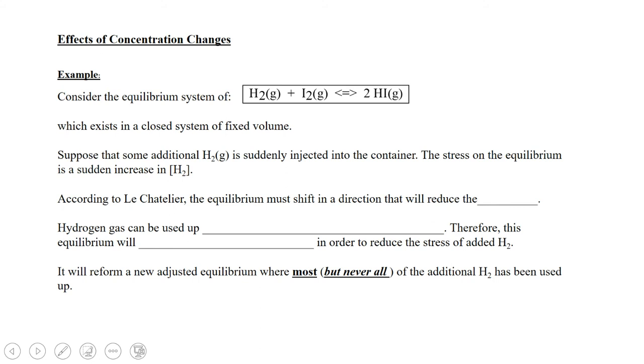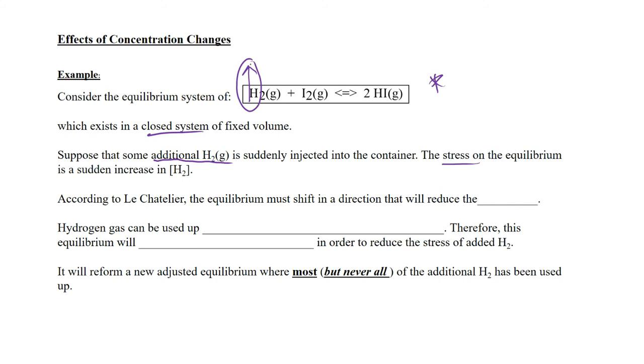So, concentration example here. Here's a system at equilibrium in a closed system, super important because nothing's escaping or getting in. Suppose some additional hydrogen gas is suddenly injected in. So all of a sudden we increase the concentration of hydrogen gas, okay? And that's the stress, the change. So our system has to adjust for that by shifting to somehow undo what we just did. So it needs to use up some H2 instead of adding it.